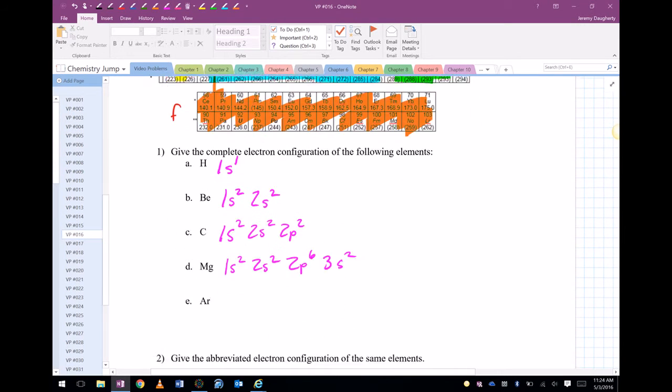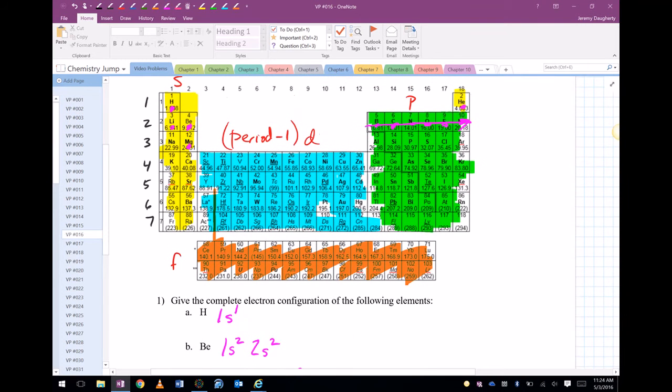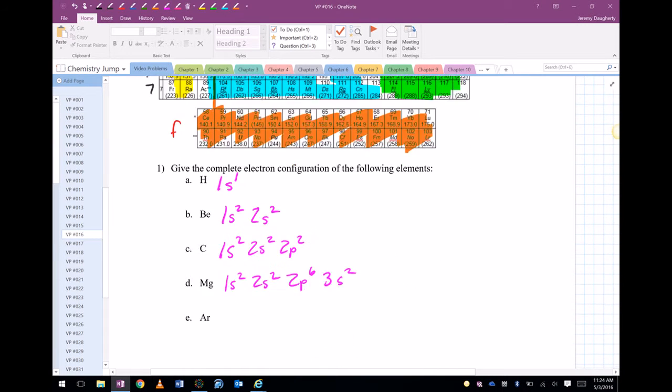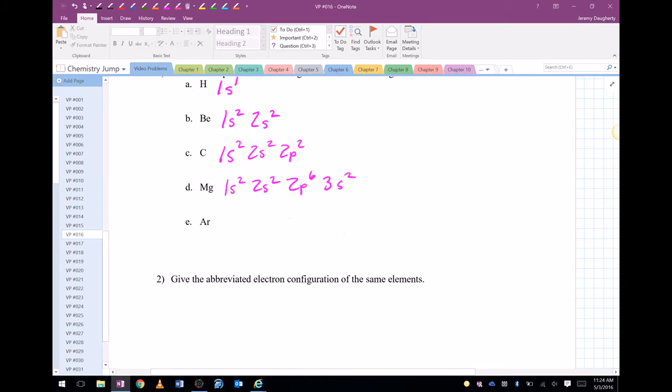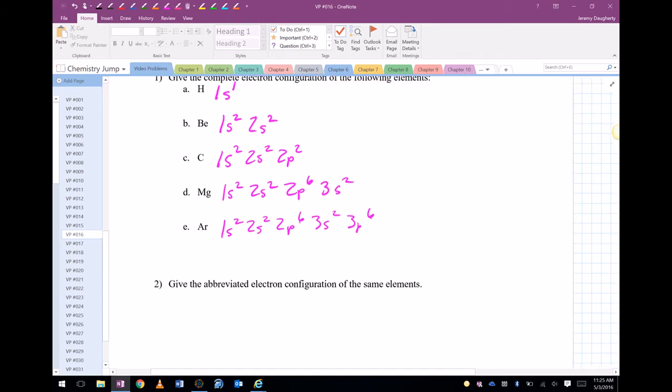Okay. The next one is argon, so here's argon right here, and so that goes all the way through the third period. So 1s2, there's the first period, 2s2, 2p6, there's the second period, 3s2, 3p6, there's the third period.